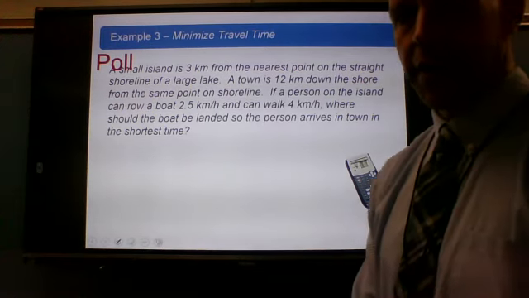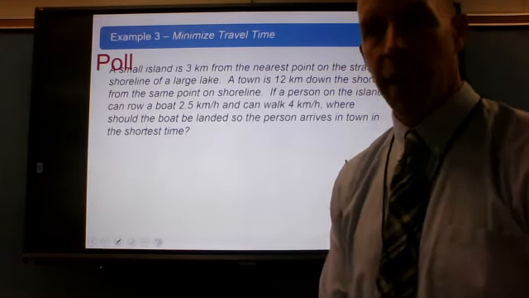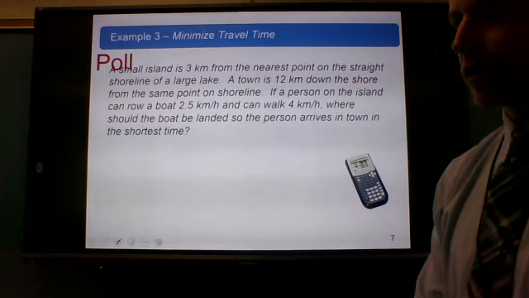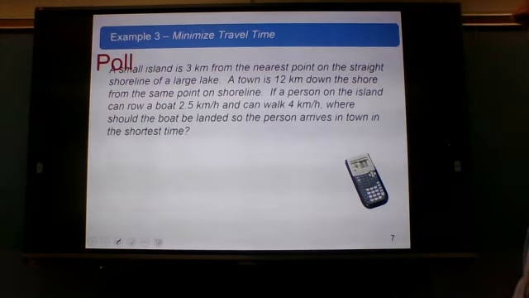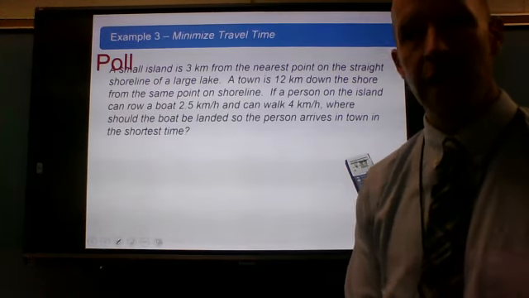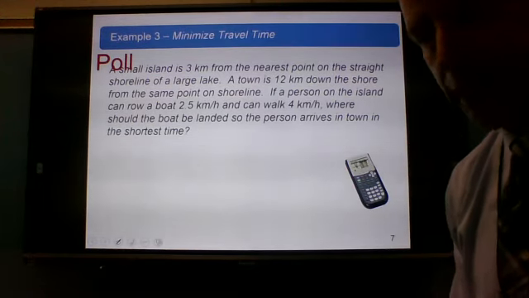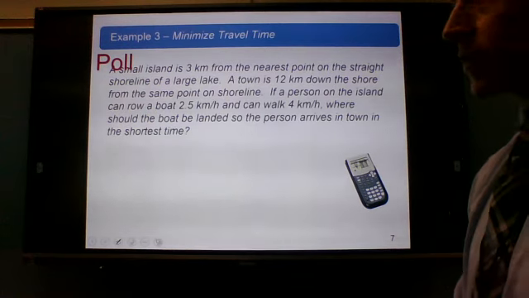Okay, I'm going to go ahead and start this last example. If you've been paying attention, the poll should be a very easy question. It was based on the last example. So here we go. Let's go ahead and look at example number 3. Now, I'm just going to forewarn you, this last example is the hardest of the 3. So I've saved, if you want to think of it, the best for last.